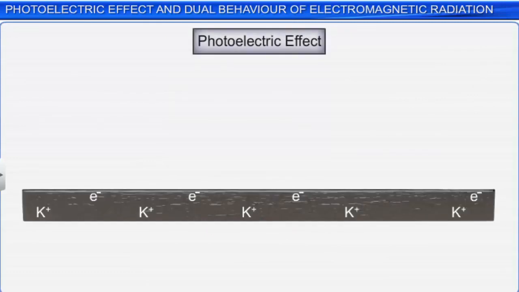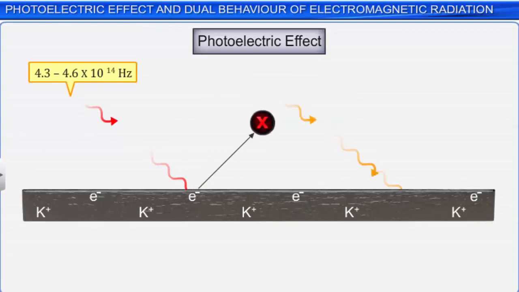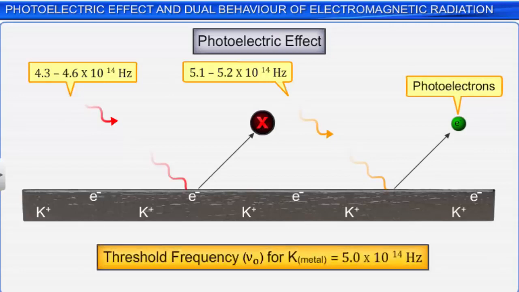For example, when the metal potassium is irradiated with high, intense red light having frequency of 4.3 to 4.6 × 10^14 Hz for hours together, no electron is ejected. But as soon as it is irradiated with even less intense yellow light having frequency of 5.1 to 5.2 × 10^14 Hz, photoelectrons are ejected. This is because the threshold frequency for potassium metal is 5.0 × 10^14 Hz.